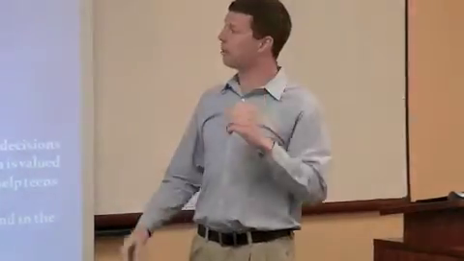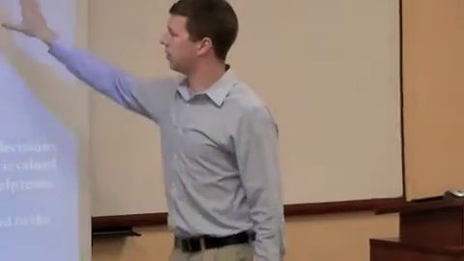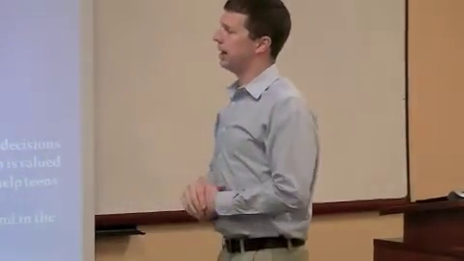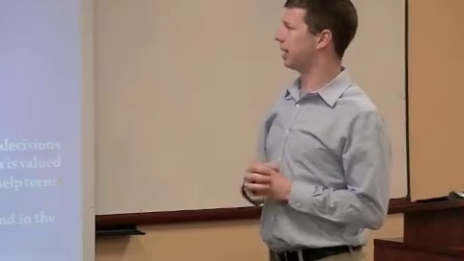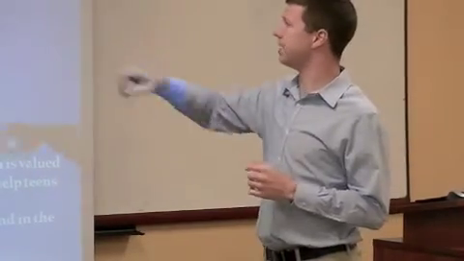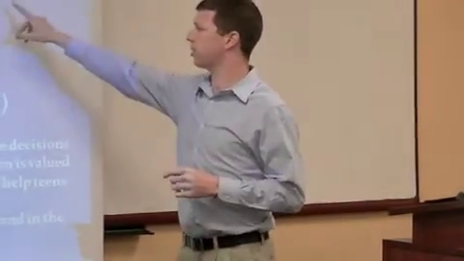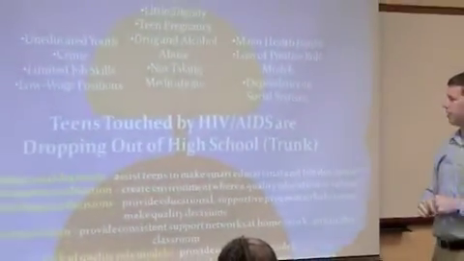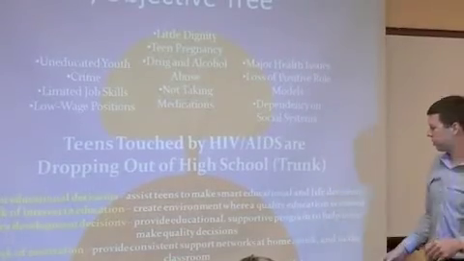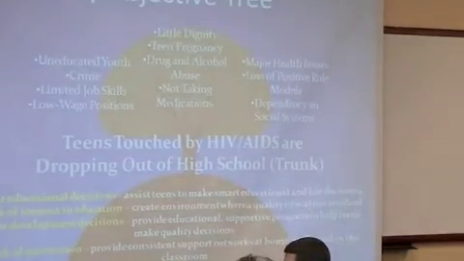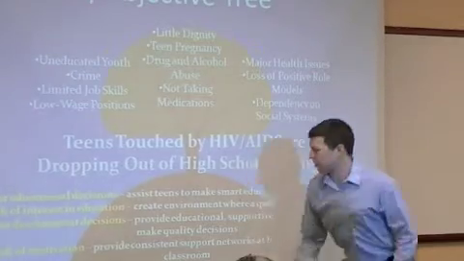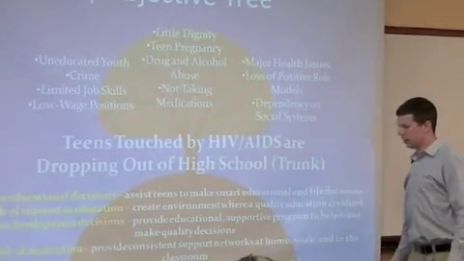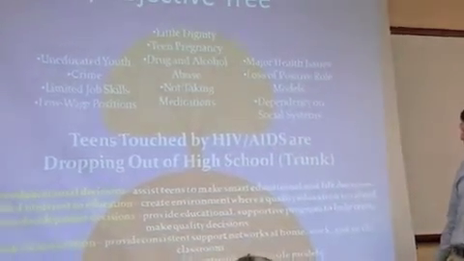So we did our problem and objective tree. First we started off with what's going on with our teens right now. You can see, and that's up here, that's the branches of the tree. There's a lot of different things: drug and alcohol abuse, not taking medications, major health issues, loss of positive role models, dependency on social systems, limited job skills. And then we try to go to the roots of the problem. Lack of community investment in youth was one of the major ones.